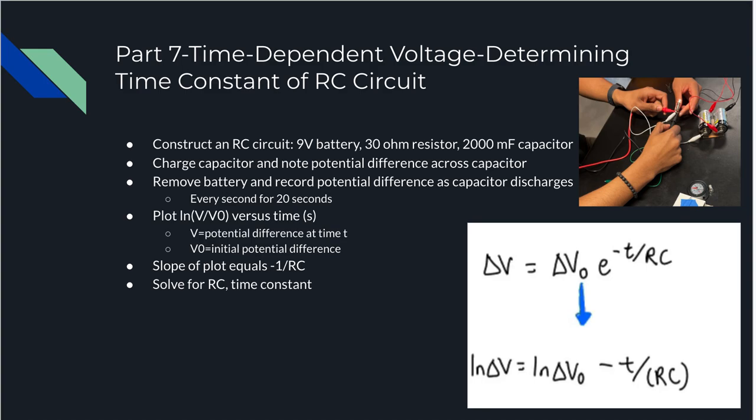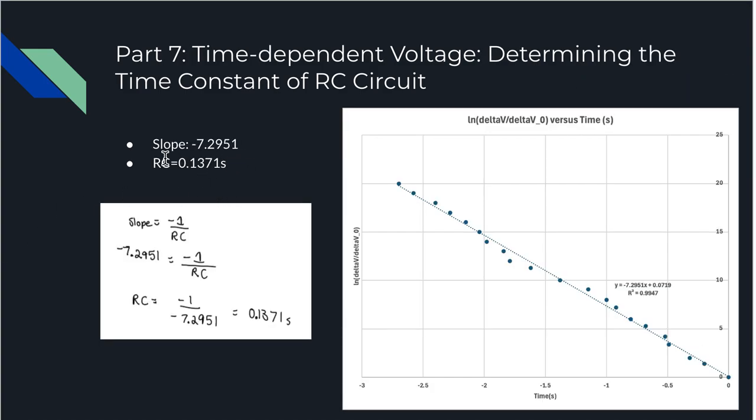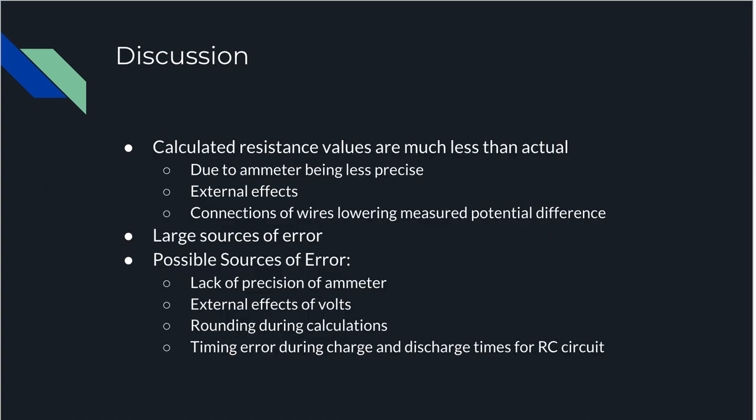Part 7, determining the time-dependent voltage, determining the time constant for the RC value. So this equation was used and basically turned into a natural log equation, which was graphed. I plotted the natural log of the potential difference over the initial potential difference versus time. And then the slope of the plot equals -1 over RC, and I solved for RC. And here is our RC calculated value.